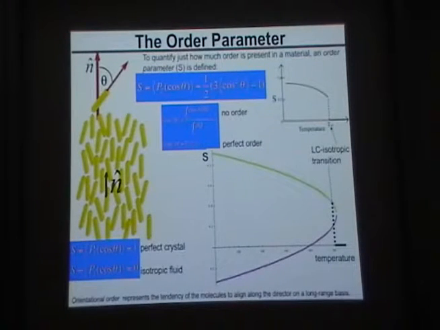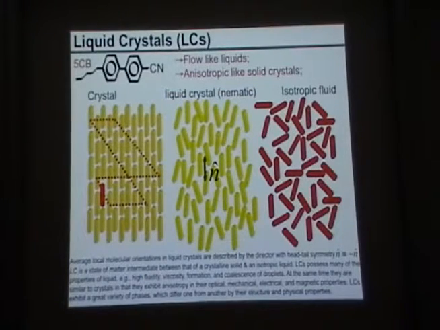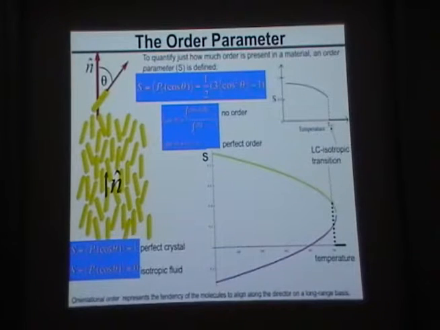And so the maximum value of S is 1. That's when we would have a crystal, right? But minimum corresponds to isotropic state. Then that's when we would have no order at all, right? And so when you take an average of second Legendre polynomial, where theta in here is the angle between those molecules and the director, the value of S gives you information on how much ordering you have in the liquid crystal state.